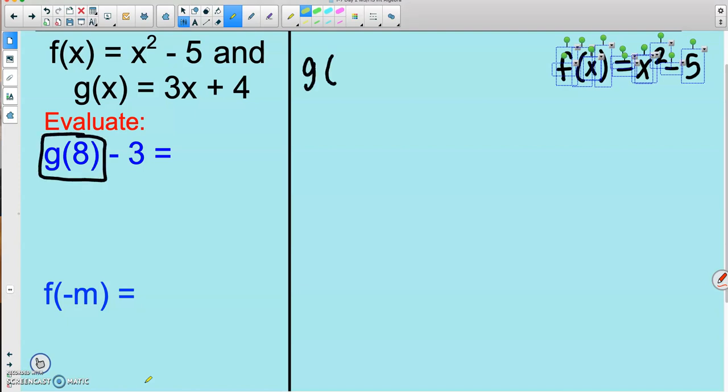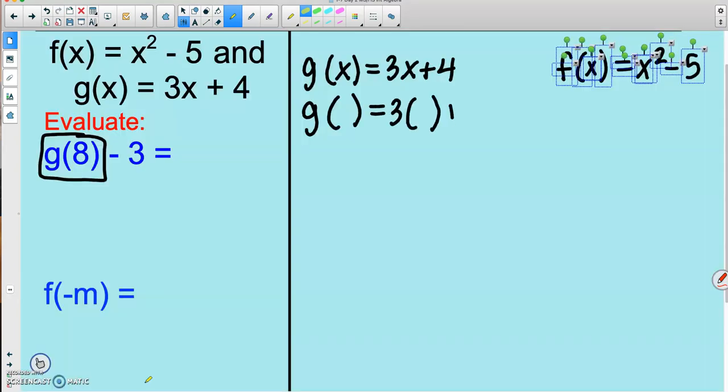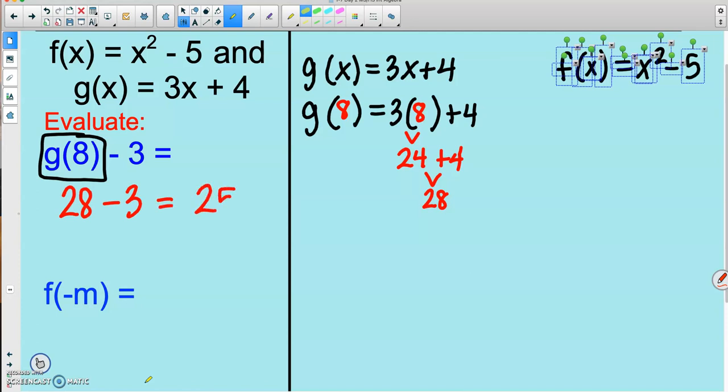So G of X equals 3X plus 4. And we're plugging in 8 because it says G of 8. So 3 times 8, 24, plus 4, 28. Then I'm going to go over here because this was 28 and I've got the minus 3 after it, so it actually equals 25.